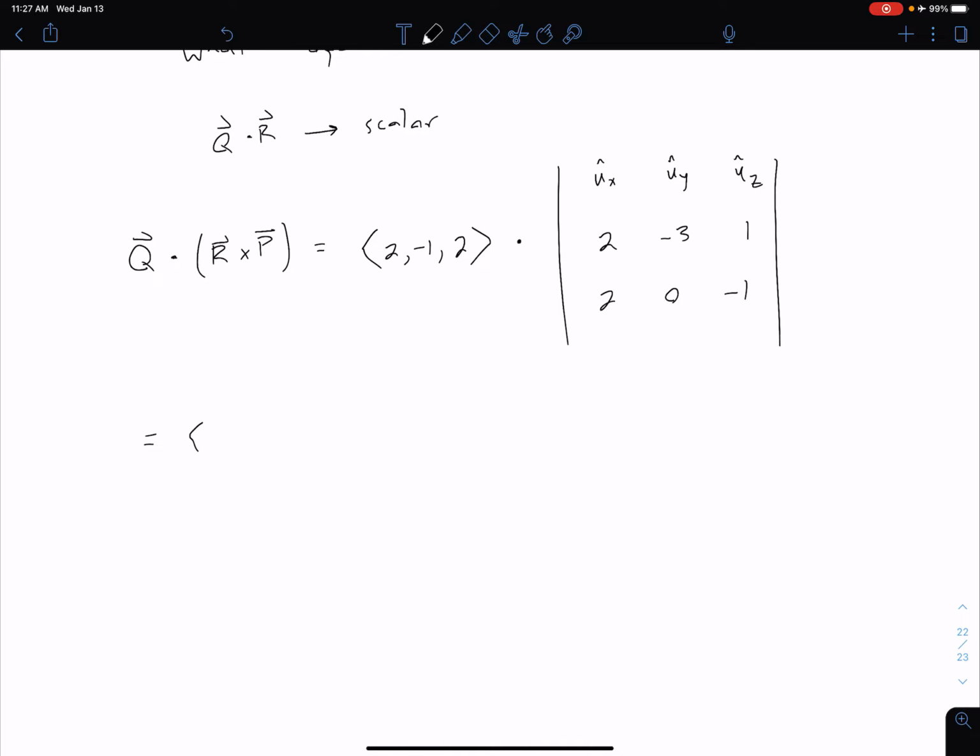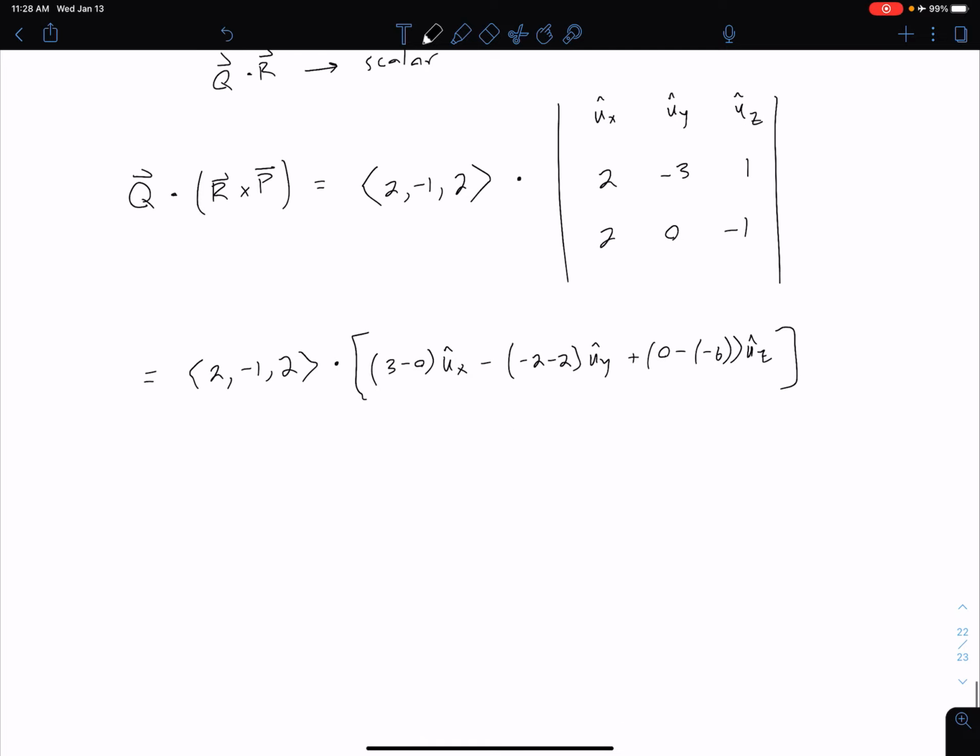So we have our Q, which is still out front, just waiting to do that dot product. So that's going to be dot with, and now we're going to have (3 minus 0) times u of x, minus (-2 minus 2) times u of y, plus (0 minus -6) times u of z.